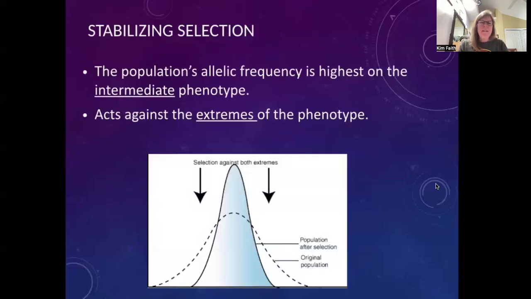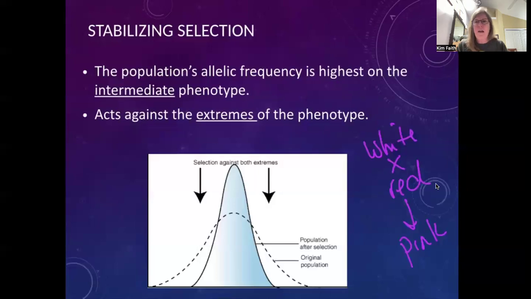Stabilizing means that we're in the middle, because not everything is black and white. There's some what we call non-Mendelian genetics, where if you took a white and crossed it with a red snapdragon, which is a particular type of flower, you could get pink. Okay, we didn't get into incomplete and codominance so much.